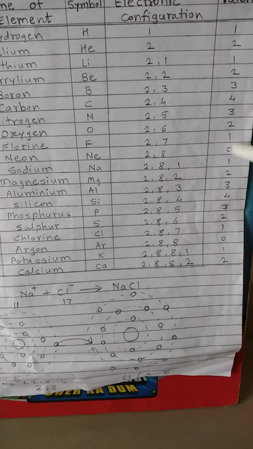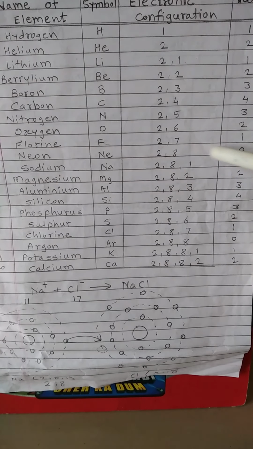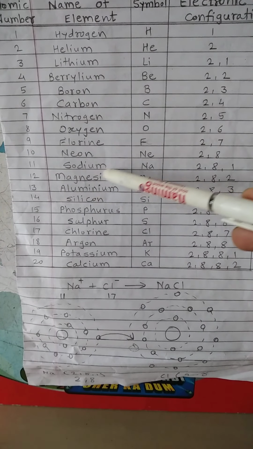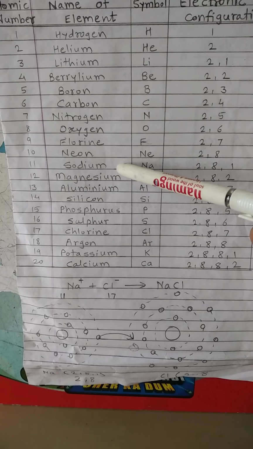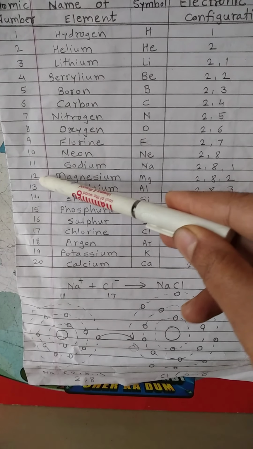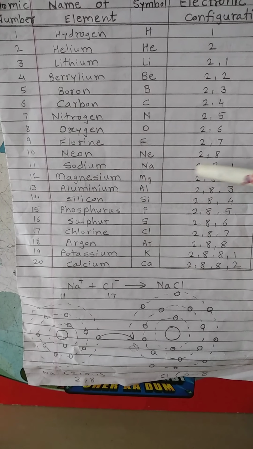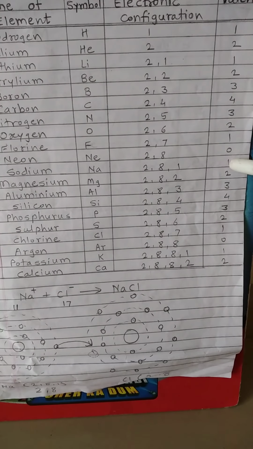Why is valency 0? Because in neon's outermost shell there are totally 8 electrons, means the orbit is completed, that's why valency is 0. Then atomic number 11, name of element sodium, symbol is Na, electronic configuration 2 8 1, valency is 1.